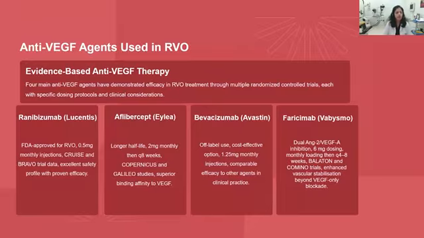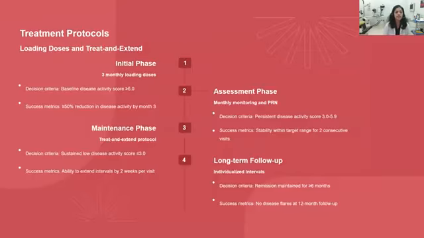So how do we treat? We give loading doses. The initial phase is a 3 monthly loading dose. Then the decision criteria are based on the disease activity score. You look at the success metrics, more than 50% reduction of the central retinal thickness by month 3, and then you monitor monthly. After the 3 loading doses, you can do a maintenance phase of a treat and extend protocol, or you can also do it as per the need of the patient.